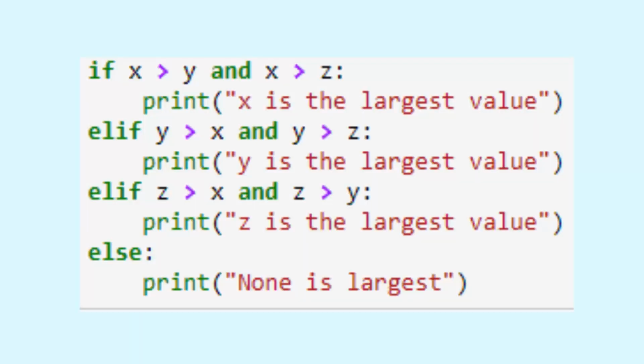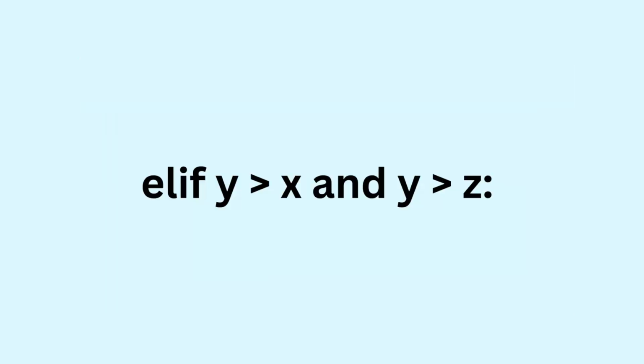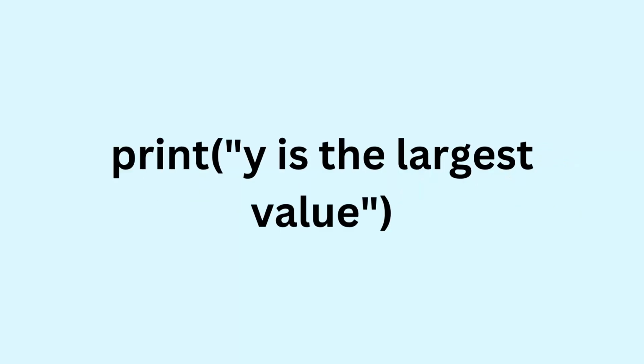If the first condition is not met, that is, x is not the largest, then the program moves to the condition "elif y > x and y > z". This checks if y is greater than both x and z. If this condition is true, y is the largest, and the program prints "y is the largest value".